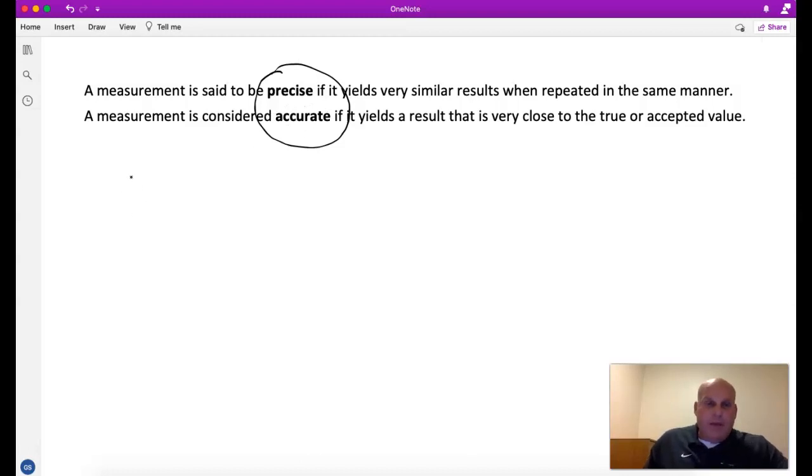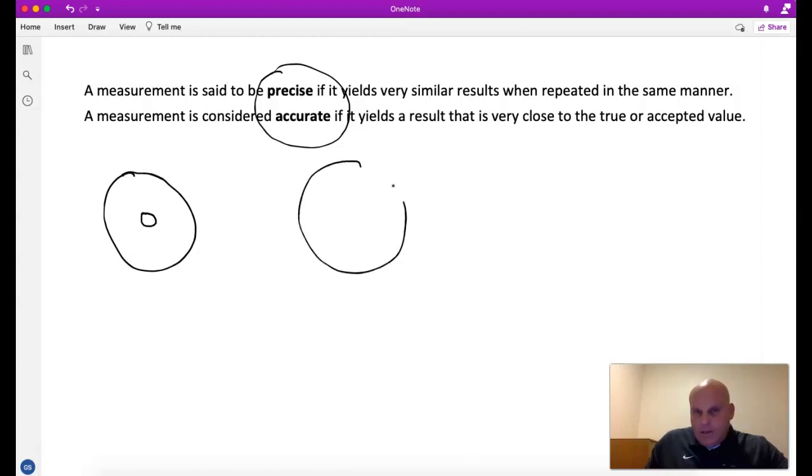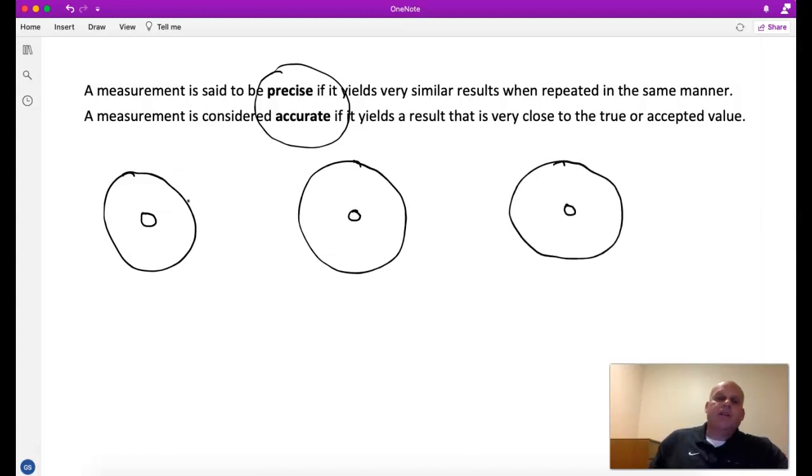So you may have seen this before. Pretty typical analogy here is the dartboard analogy. In all 3 of these cases, we're going to throw 3 darts, and the goal here is to get them in the bullseye. If the first 3 darts hit here, here, and here, and in the second dartboard, the next 3 darts hit here, here, and here, and of course when I step up to throw my 3 darts, they're going to hit here, here, and here.